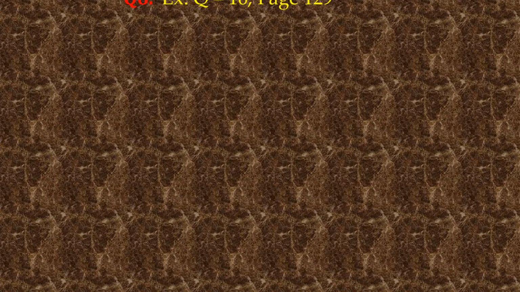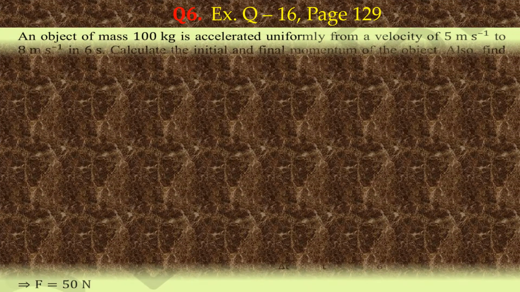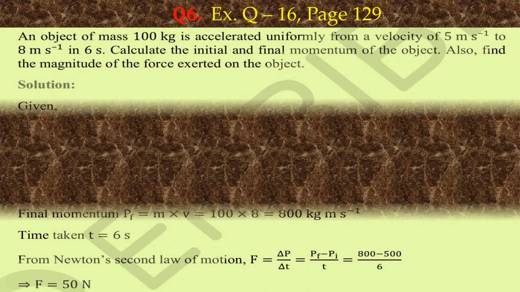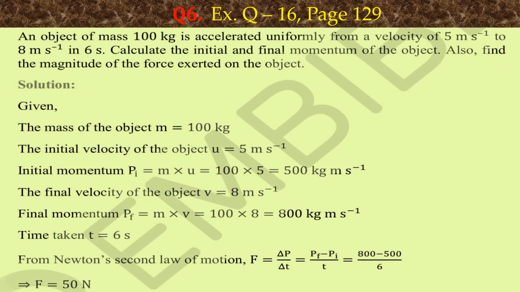Let's see the next question, exercise question number 16. An object of mass 100 kg is accelerated uniformly from a velocity of 5 meter per second to 8 meter per second in 6 seconds. Calculate the initial and final momentum of the object. Also find the magnitude of the force exerted on the object. This is a direct question.